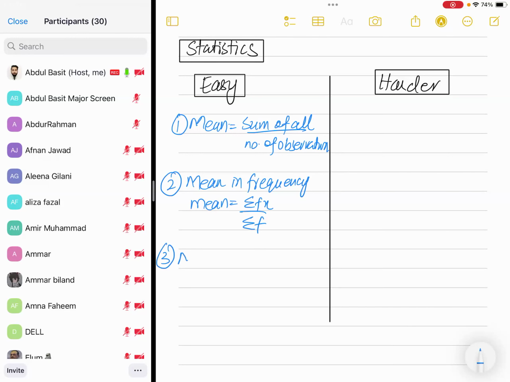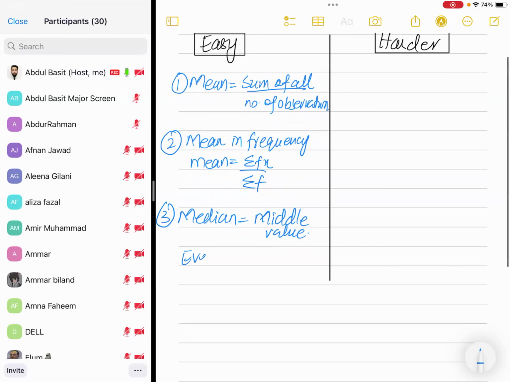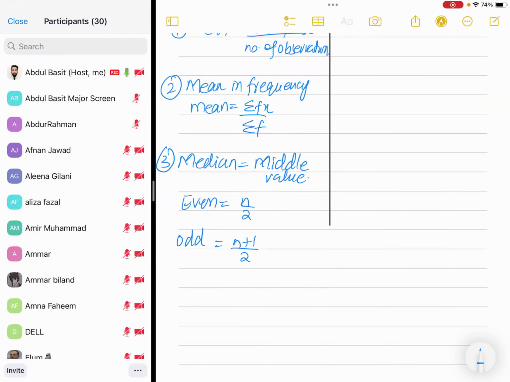Third is the median. Median is the middle value. So we have two cases. When the data is even, the formula is n divided by 2. And when the data is odd, the formula is n plus 1 divided by 2. This is the same in a frequency table. The fourth one is the mode. Mode means the most repeated value of the data.